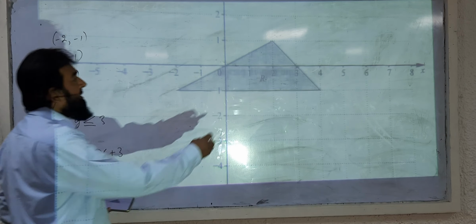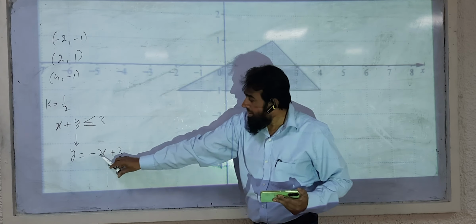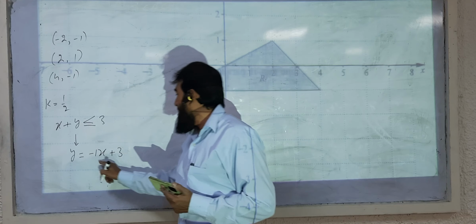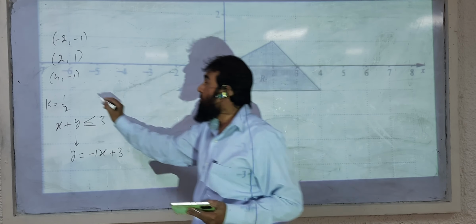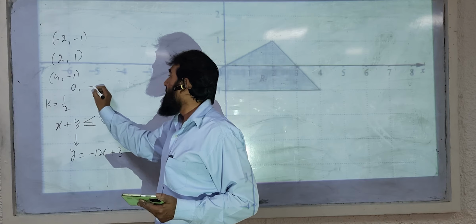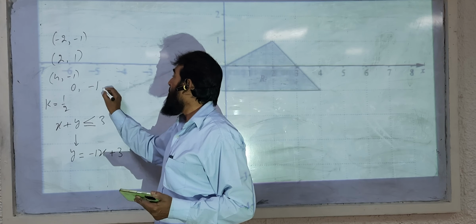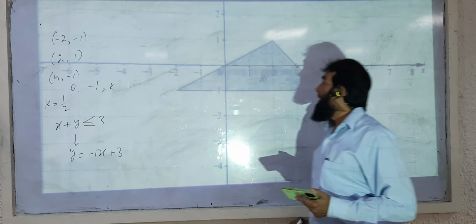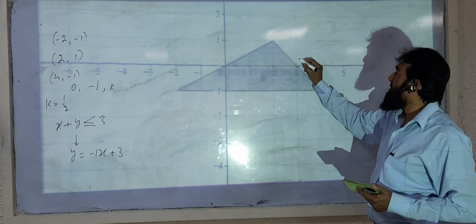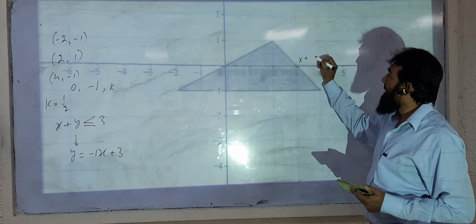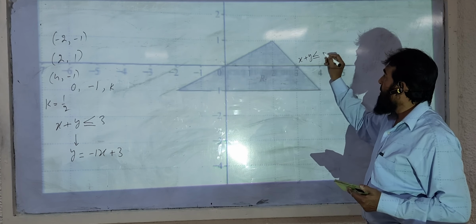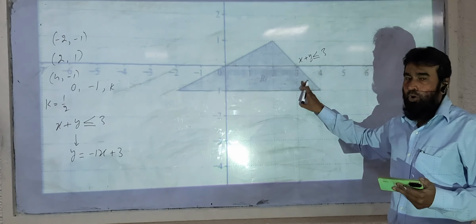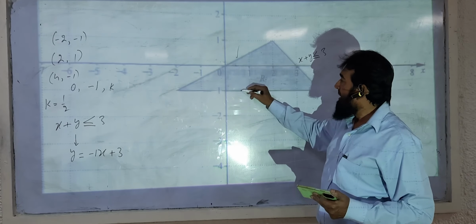This is the equation of this side, because here you can see that the gradient is minus 1. Here I can show you the gradient like this, minus 1. As he has already shown you, one gradient was 0, the other gradient was minus 1, and the third was k, and we calculated k here. So minus 1 is the gradient of this line. Basically he has already given you x plus y less than or equal to 3. This is the inequality for this side of the triangle. It means we have to find out this and this.